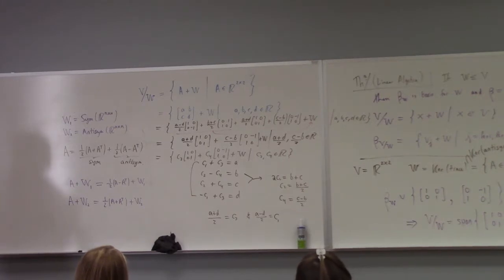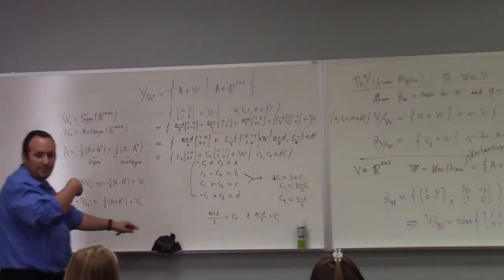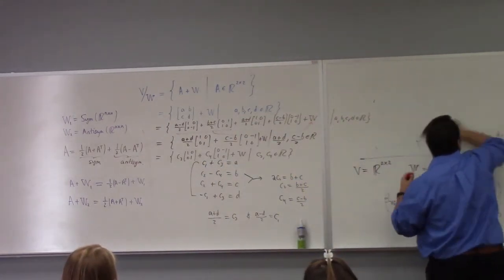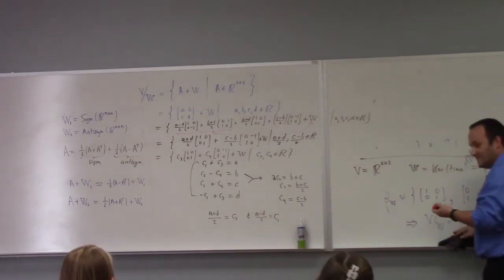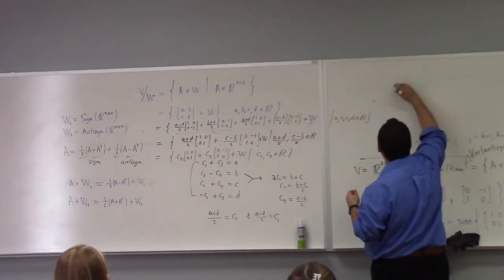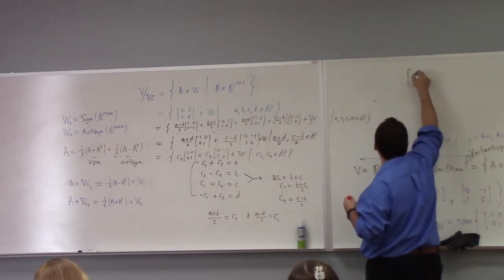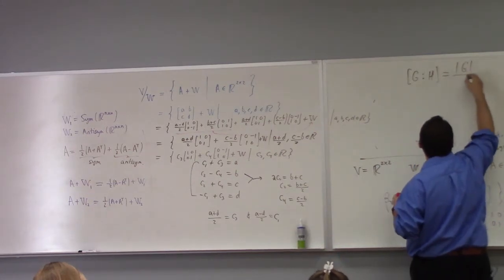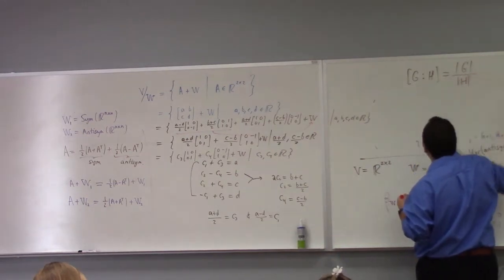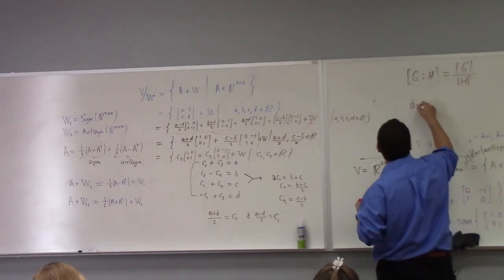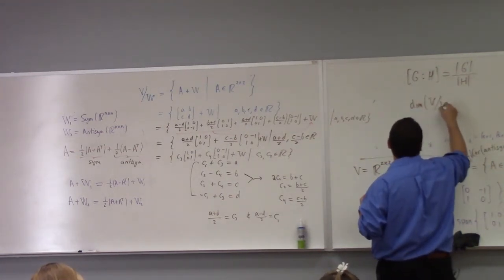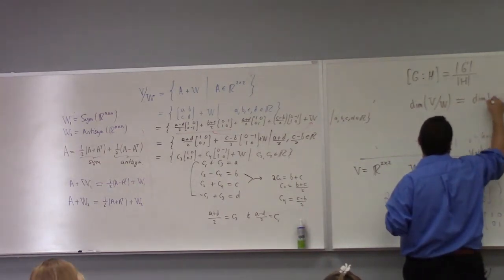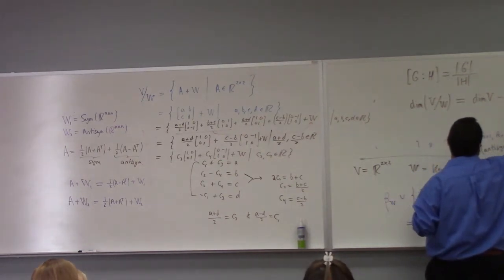Let me put it all out here so we can discuss it better. Lagrange's theorem said that the index of a subgroup is the order of the group divided by the order of H. We've just observed that the dimension of V over W is equal to the dimension of V minus the dimension of W.